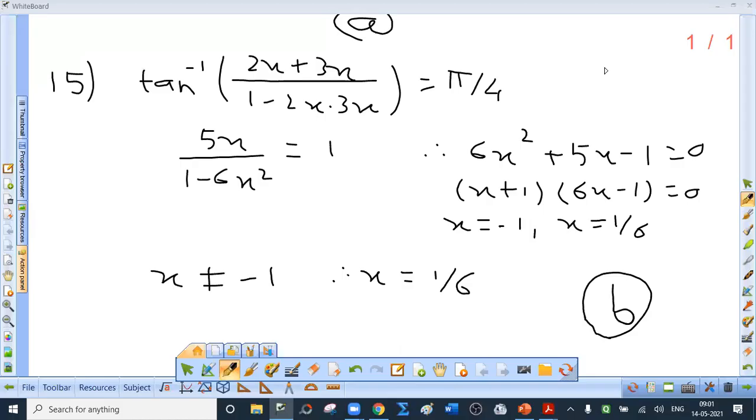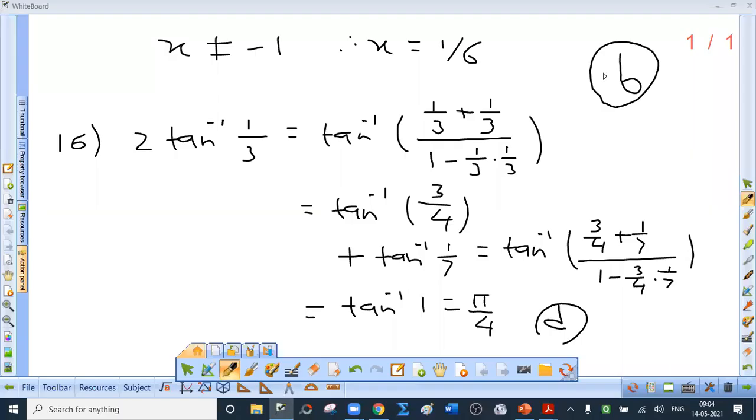15th one, if tan inverse 2x plus tan inverse 3x is pi by 4, then x equals what? What is tan inverse p plus tan inverse q? Tan inverse of p plus q upon 1 minus pq. Right? Invert the relation. Solve this equation to get x equal to minus 1, x equal to 1 by 6. But x cannot be minus 1. Why? Because tan inverse minus 1 plus tan inverse minus 3 cannot be pi by 4. So x has to be 1 by 6. Correct option is B, Bombay.